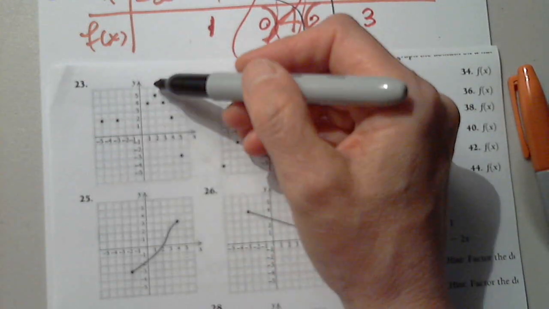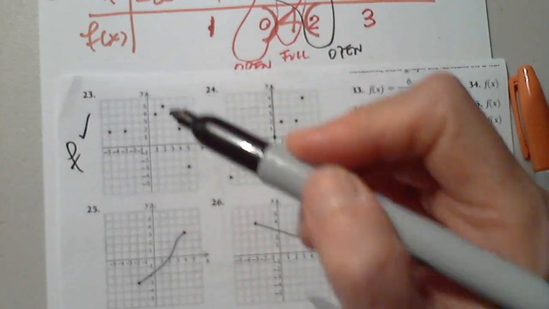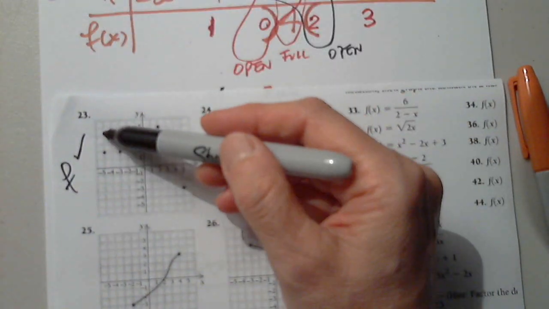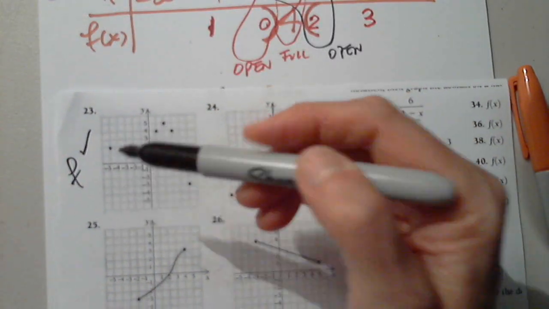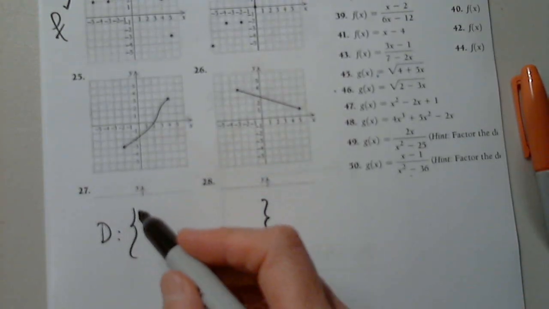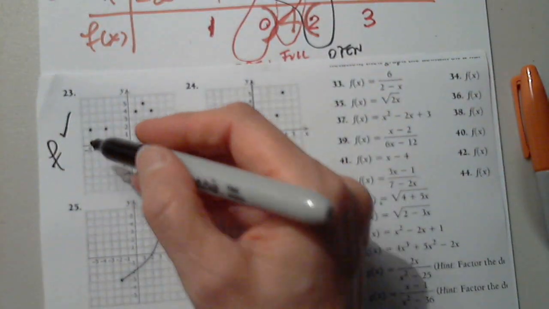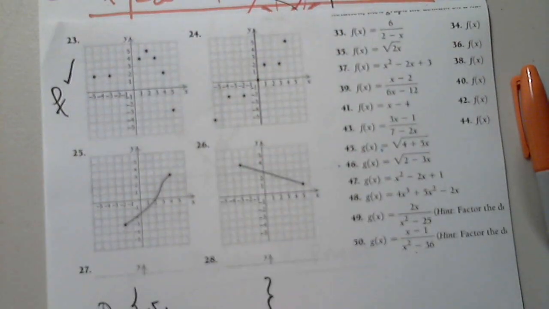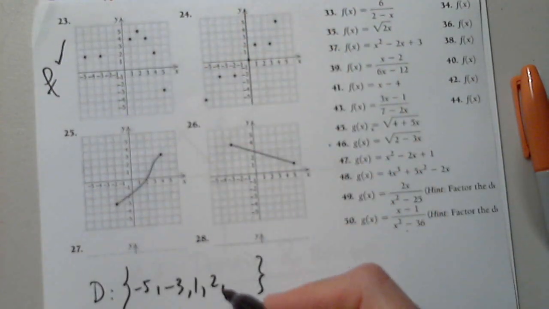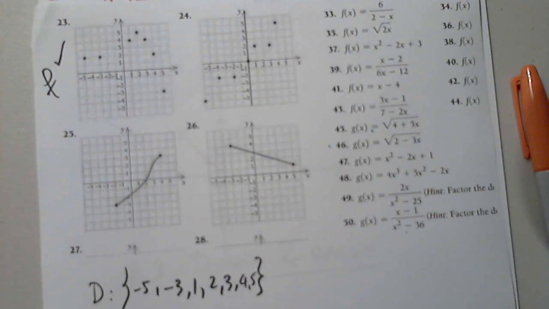Each vertical line crosses the graph of the function in only one point. So function, yes. What will be the domain for 23? -5, -3. Because I'm identifying the x values, I cannot use brackets, I cannot use parentheses. I have to list them: -5, -3, 1, 2, 3, 4, 5. This is it.